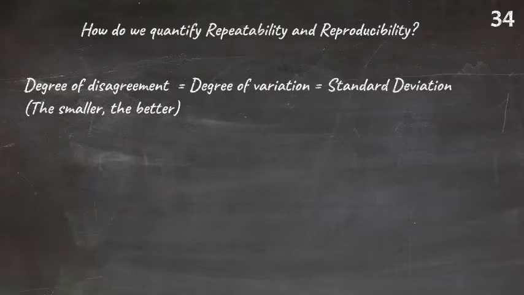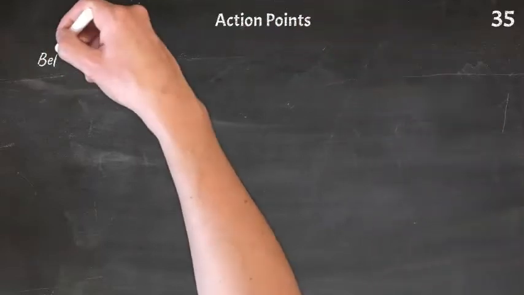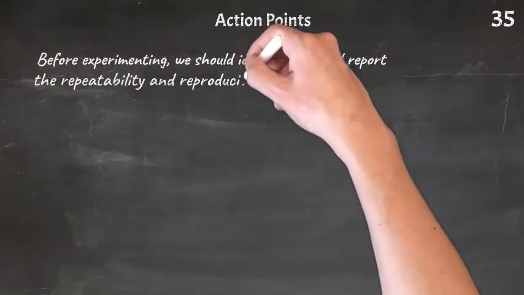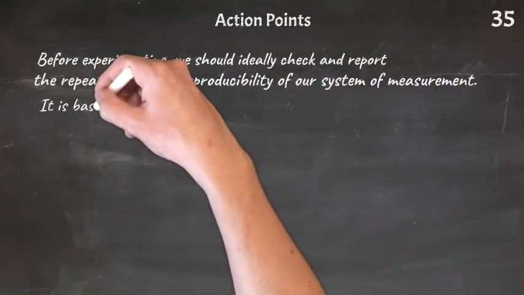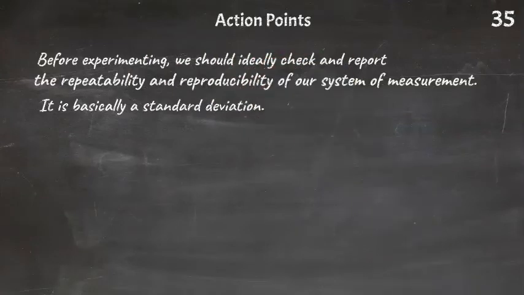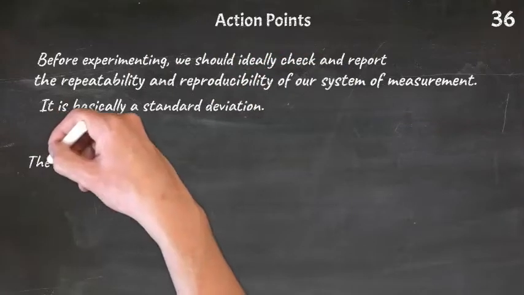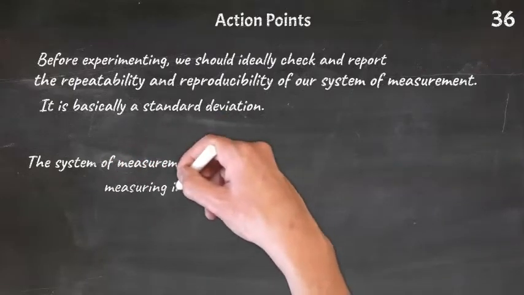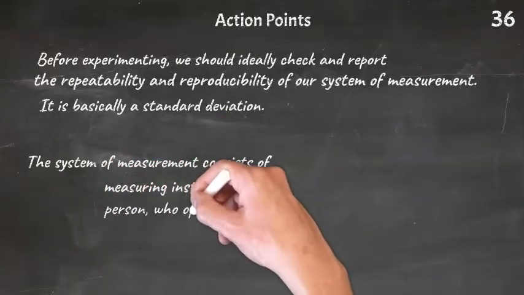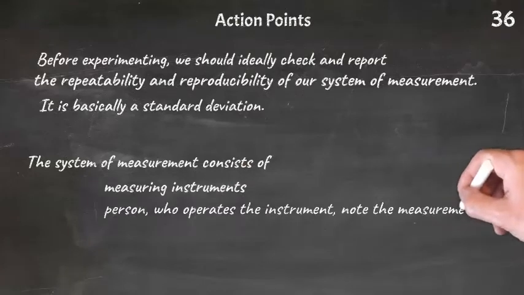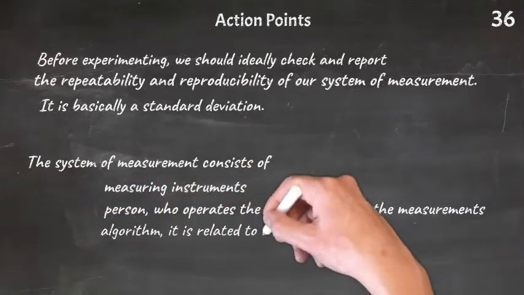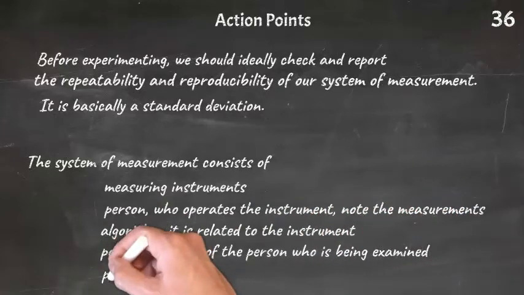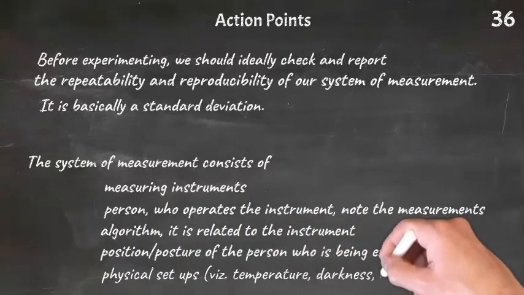The smaller, the better. Before experimenting, we should ideally check and report the repeatability and reproducibility of our system of measurement. It is basically a standard deviation. The system of measurement consists of measuring instruments, the person who operates the instrument and notes the measurements, the algorithm related to the instrument, position/posture of the person who is examined, and physical setups, namely temperature, darkness, humidity, etc.